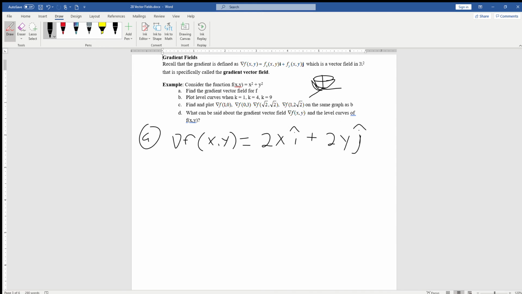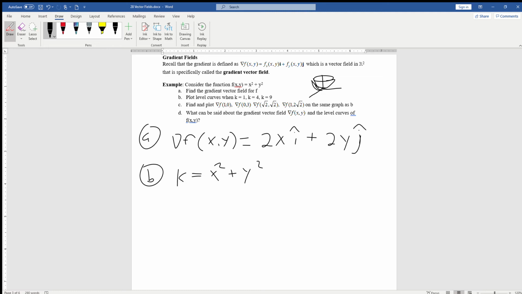For the level curves of the function, all we're going to do is replace f(x,y) with k. So remember, for level curves, you just replace it with a constant k. So k is going to be x squared plus y squared. We're not finding level curves of the gradient vector field. We're finding the level curves of the original function.